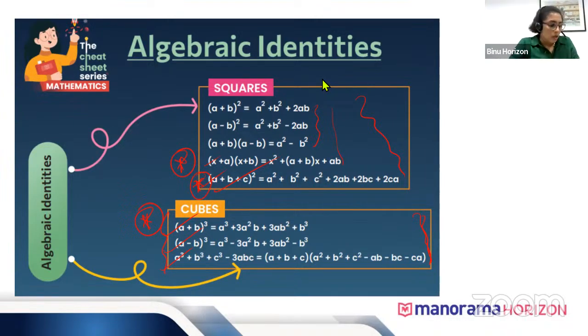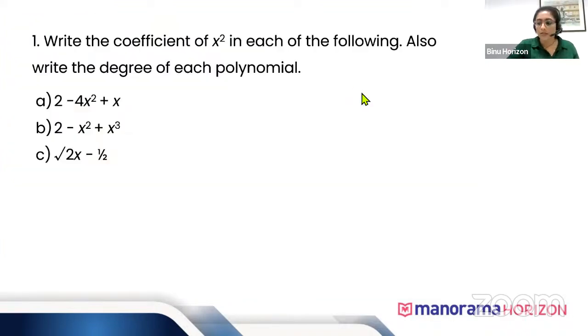Understood? Now, shall we go for the questions? Yes, we'll do some problems and then you will get a clear-cut idea of this chapter. Write the coefficient of x square in each of the following. My question is to write the coefficient of x square. Particularly, it asks for the coefficient of x square. So look only at the x square term, the term containing x square. Only look at that.